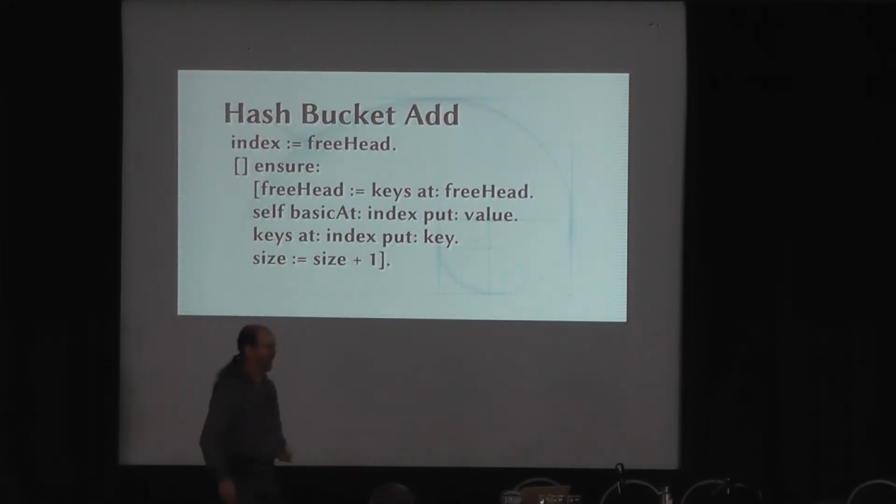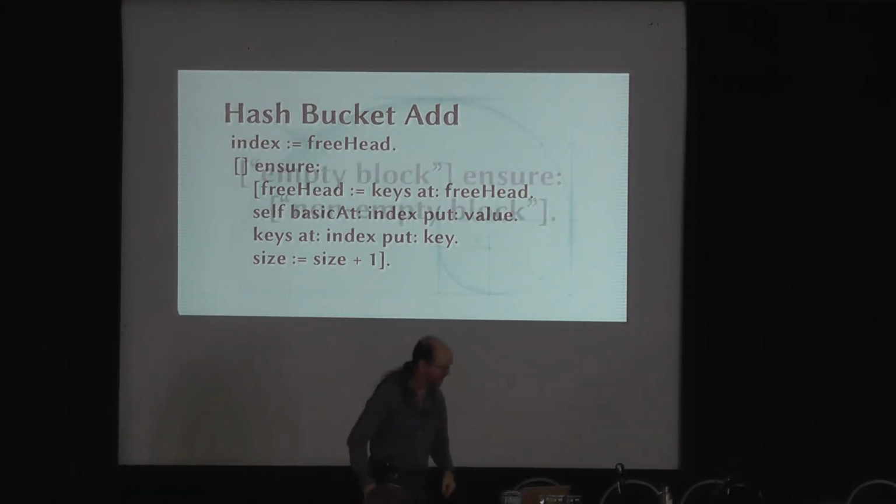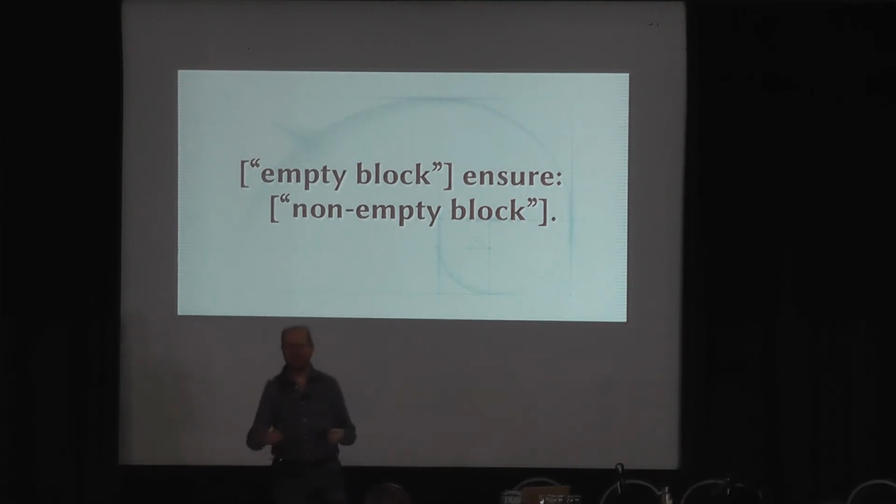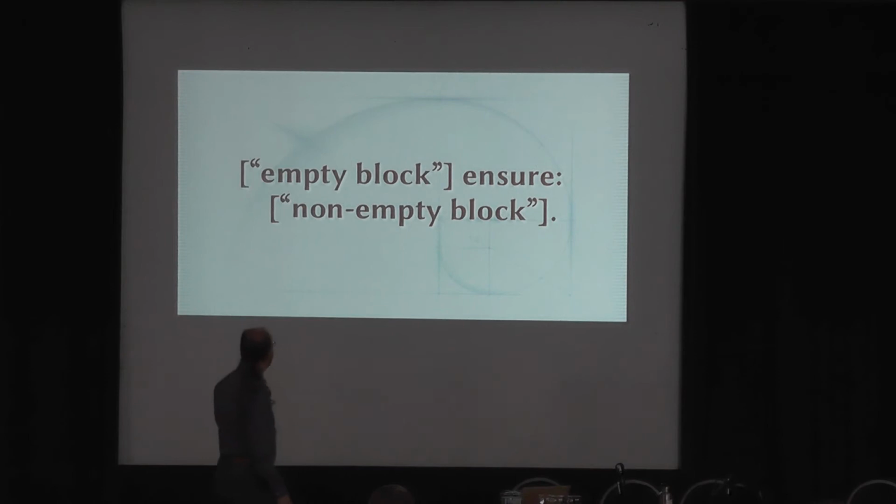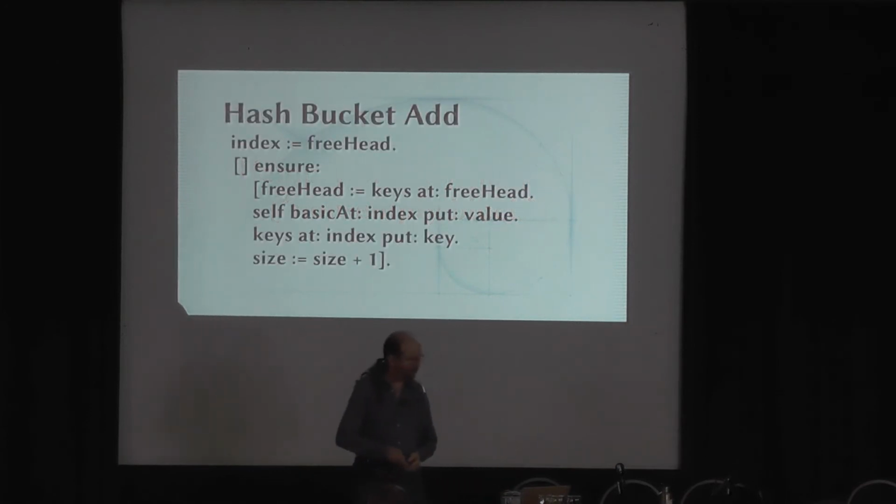But let's go back to this add method, because there's something funny here that I want to talk about. And that is, right about here, there's this ensure where I send it to an empty block with a non-empty block. And that's not just me abbreviating the code, that's the actual code. So why would I send ensure to an empty block? And there's a bit of a story behind that.